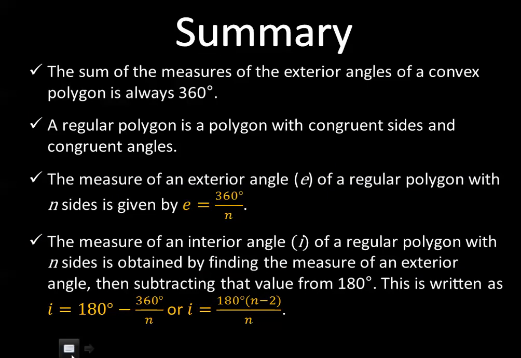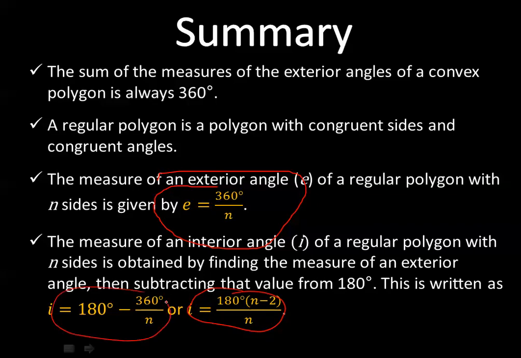To summarize this lesson, we know that the sum of the measures of exterior angles of a convex polygon is always 360. A regular polygon has congruent sides and angles. This is how we find the measure of each exterior angle, and then to find the measure of each interior angle, we can use the formula this way, or we can use it this way. Whichever one you prefer. They both work.